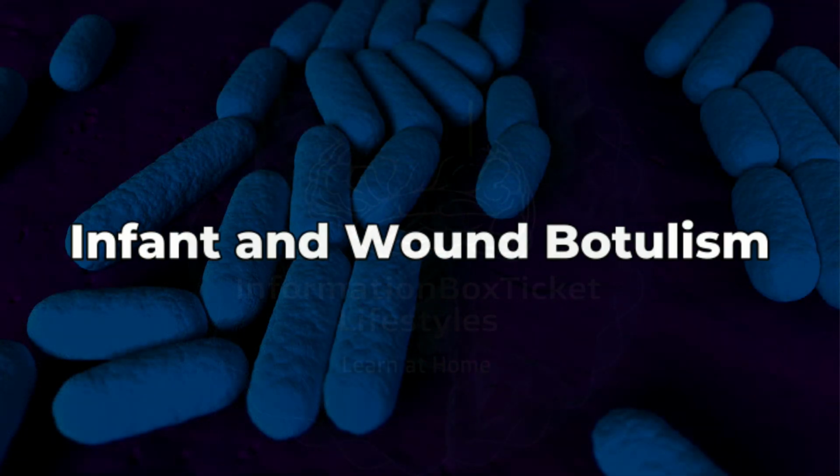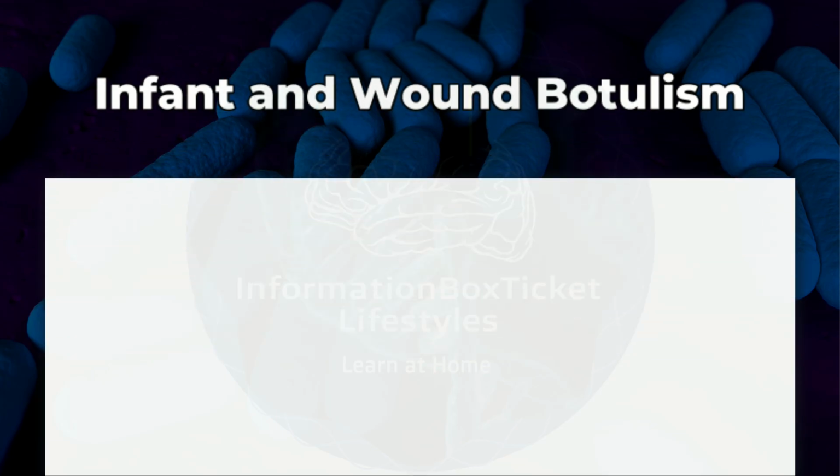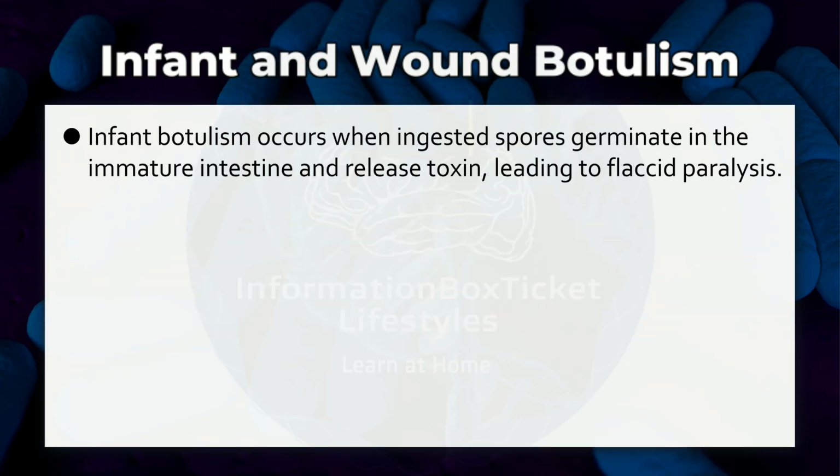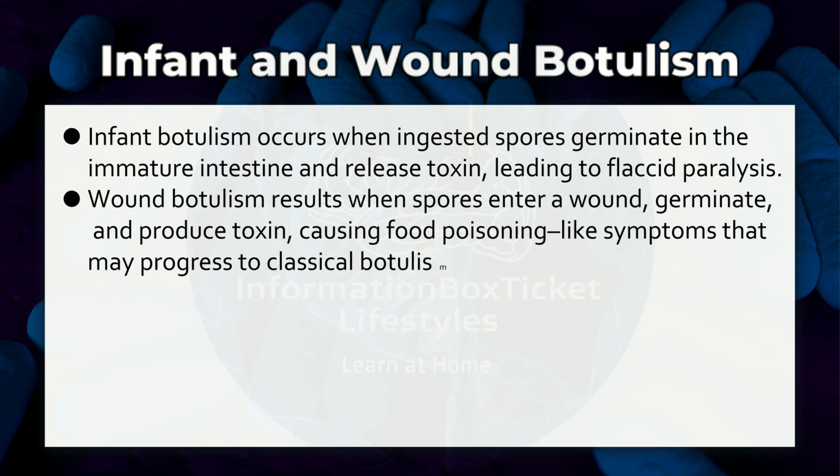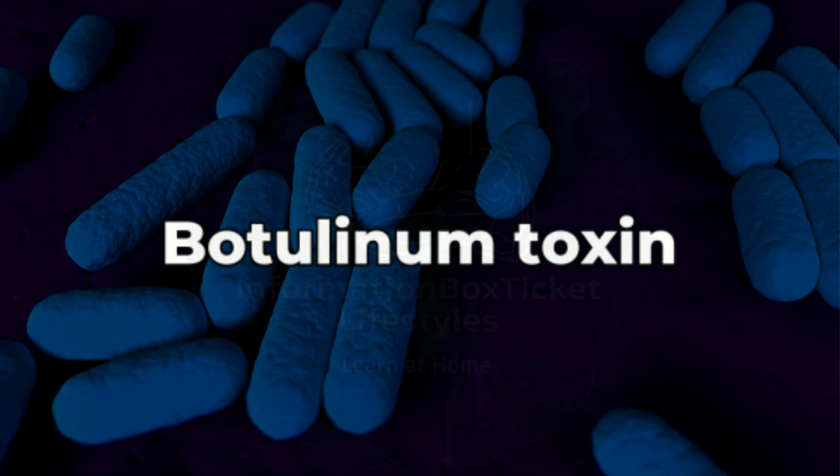Infant and wound botulism. Infant botulism occurs when ingested spores germinate in the immature intestine and release toxin, leading to flaccid paralysis. Wound botulism results when spores enter a wound, germinate, and produce toxin, causing food poisoning-like symptoms that may progress to classical botulism manifestations. Botulinum toxin.